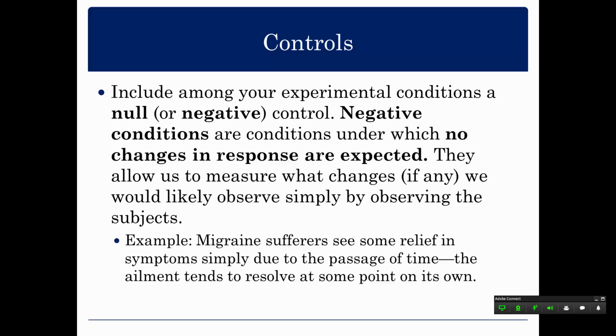Some sufferers may see some relief in symptoms simply due to the passage of time. The ailments tend to resolve at some point on their own. So if you didn't have a negative control in this case and you saw resolution of symptoms with a therapy, the resolution of symptoms could either be due to the actual treatment that you're giving the migraine sufferers, or it could just be because their migraines went away. Without a negative control, you wouldn't know whether it was due to the treatment or due to just the natural progression of the disease.